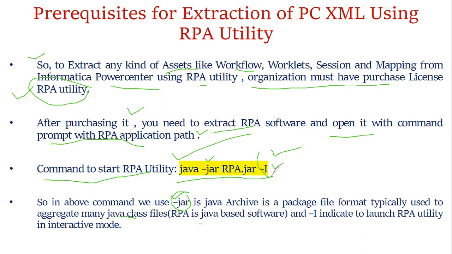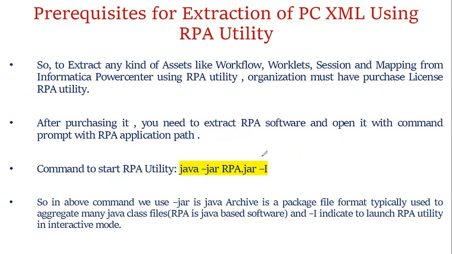Here you can see another option is also there. It's -i, which stands for interactive mode, which indicates launching the RPA utility in interactive mode. Interactive mode means whatever activities we do with this RPA utility, we can see the result at the same time, and it is quite a communicative way to use this utility. That's why you can see the interactive mode option -i being given there.